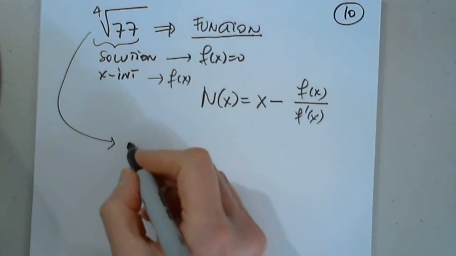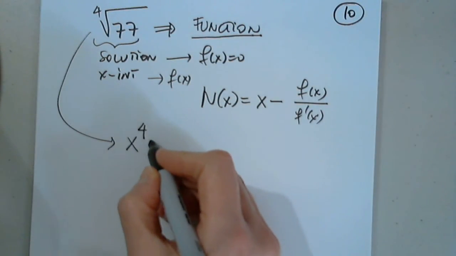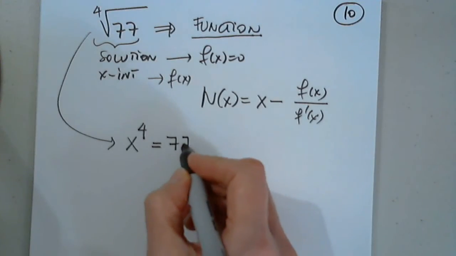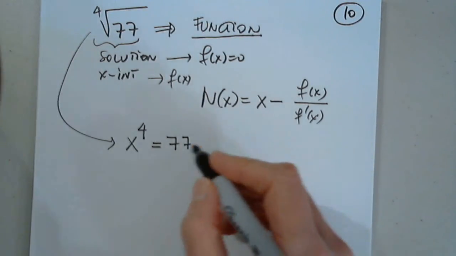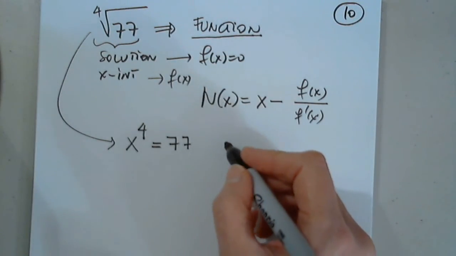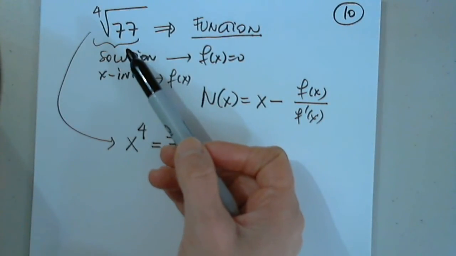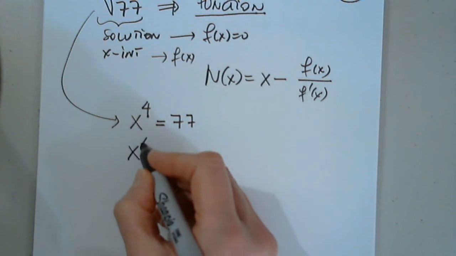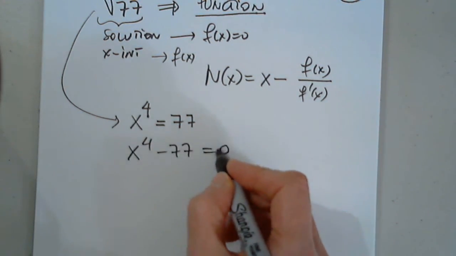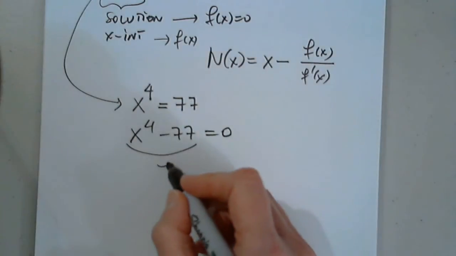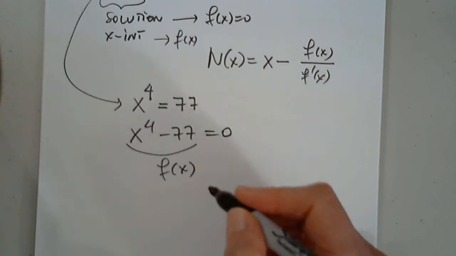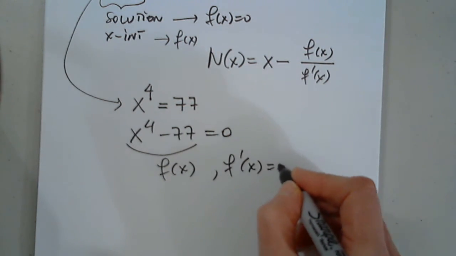And that will definitely be x to the 4th equals 77. Why? Because when I take the 4th root, I get x equals the 4th root of 77. So I got my function. This is my f of x. And my f prime will be 4x cubed.